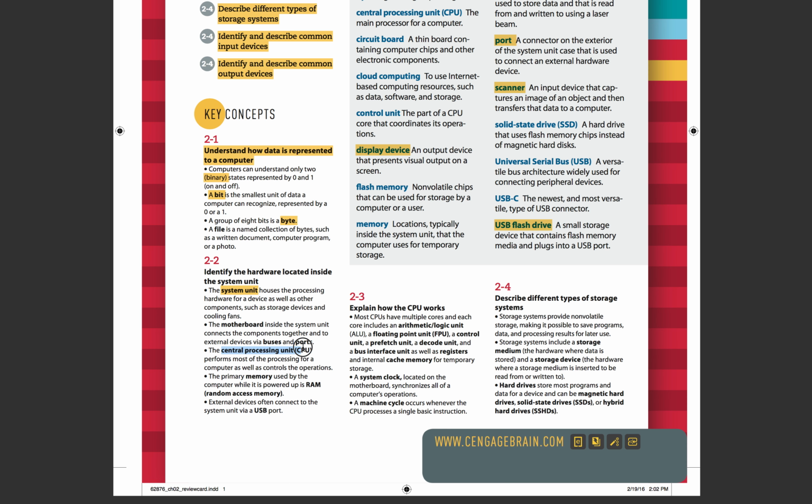Then we have our CPU, which is our central processing unit, which is the processing for the computer and how it controls the different operations of the computer, so what you want it to do.